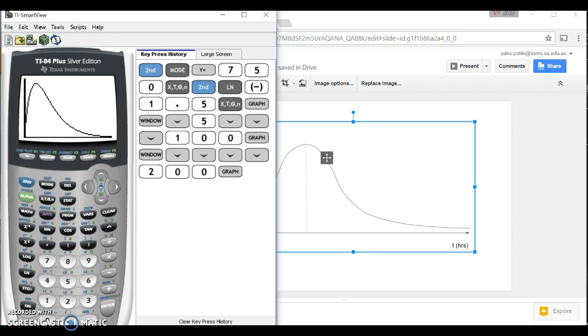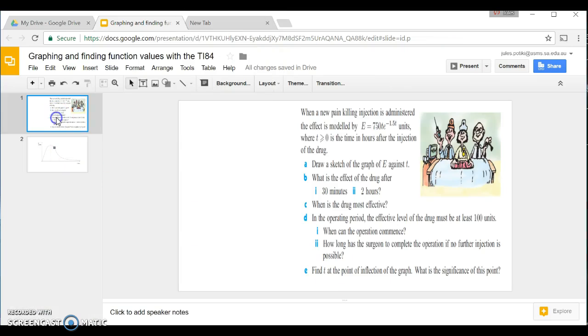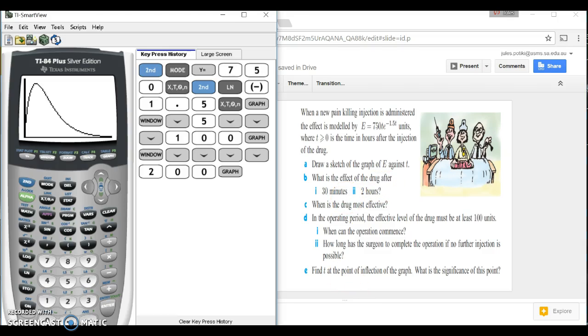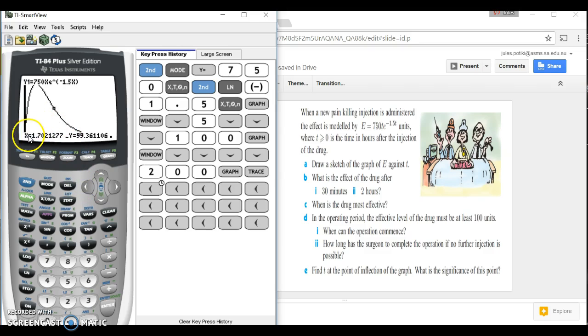So, okay, the next thing that we are asked to do in the question was to see what is the effect of the drug after 30 minutes and 2 hours. So we can use technology for this as well. Now, the way we do that is we can explore different values of this function in a range of ways. We can click trace, and we can just move a point on the function and see that at certain values of time or x, we get certain values of the effect.